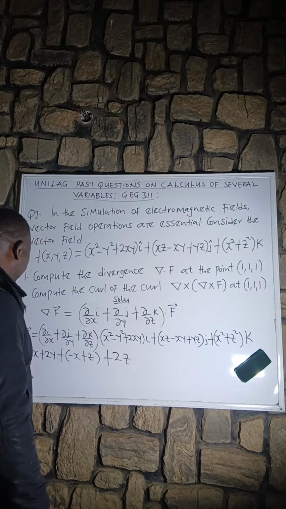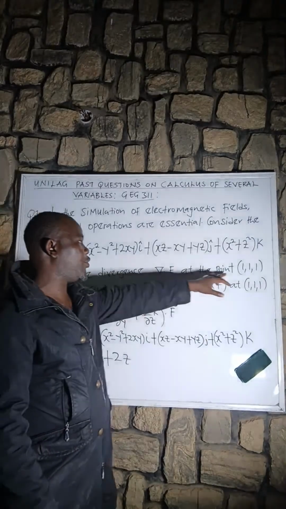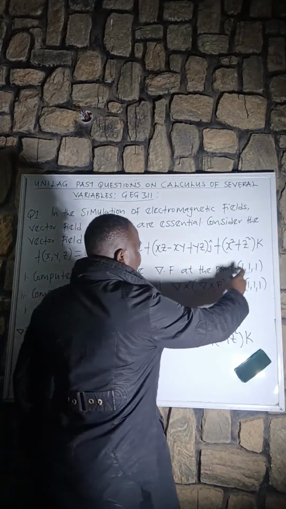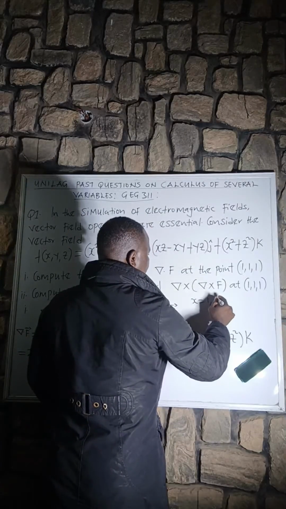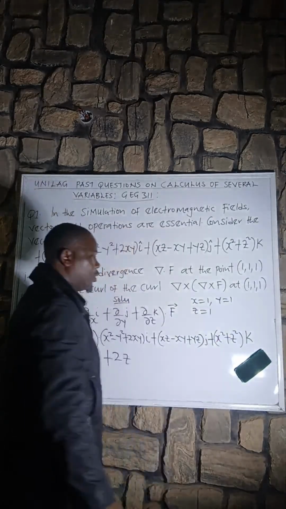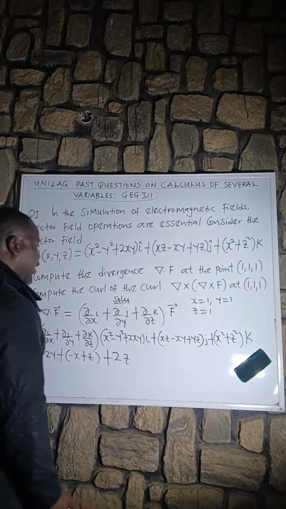Since there is no question, let's proceed. But the question says, at the point, it means we have x, y, z. So x equals 1, y equals 1, then z is equal to 1. So it means anywhere we see x, we substitute in 1.